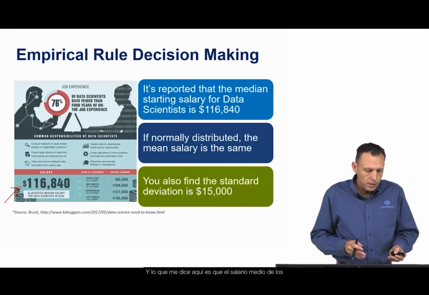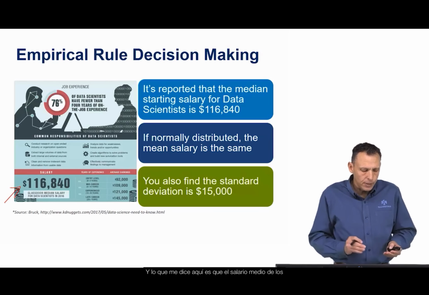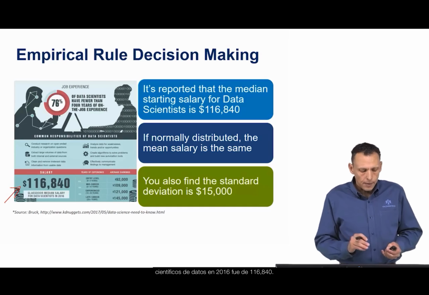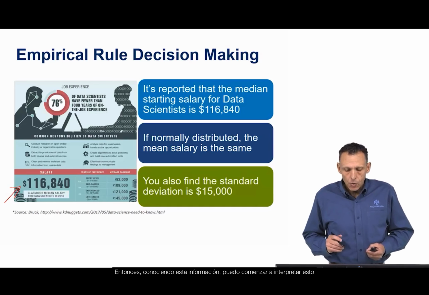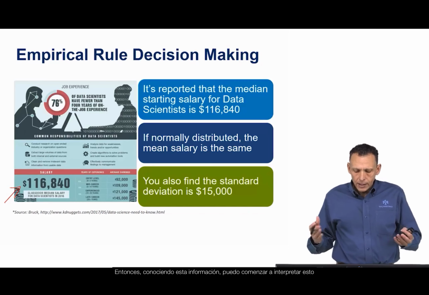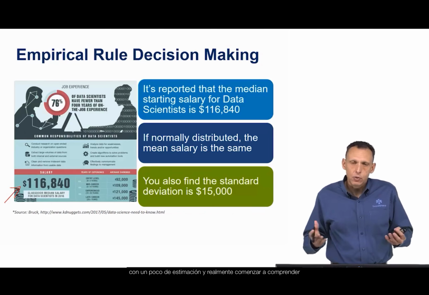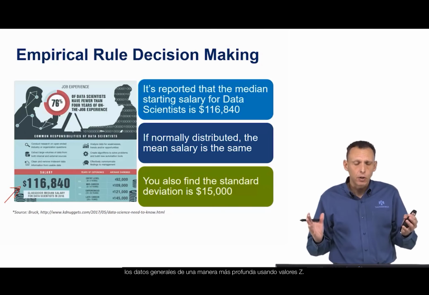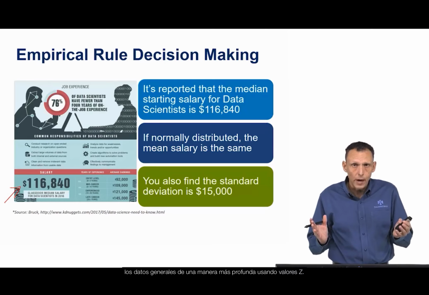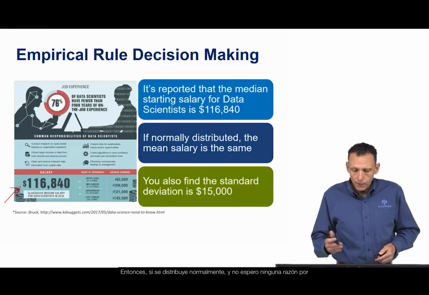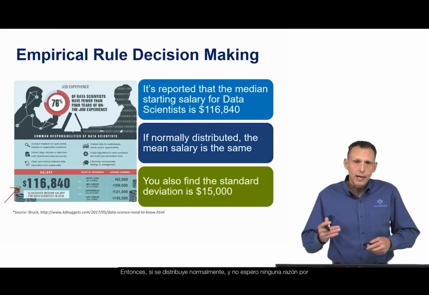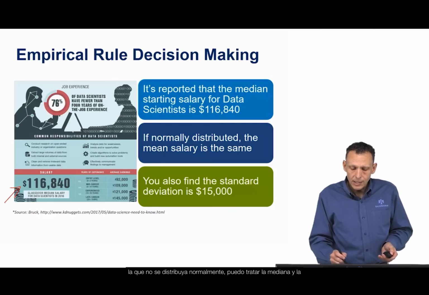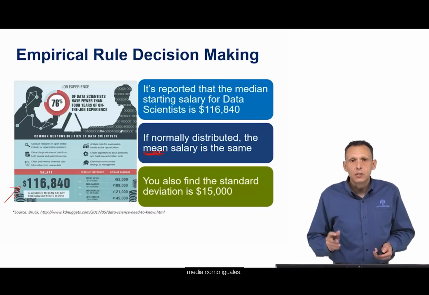What it's telling me here is that the median salary for data scientists in 2016 was $116,840. Knowing this information, I can start to interpret it with a little bit of estimation and understand the general data in a deeper way using Z-scores. If it's normally distributed, and I don't expect any reason why it wouldn't be, I can treat the median and the mean to be the same.